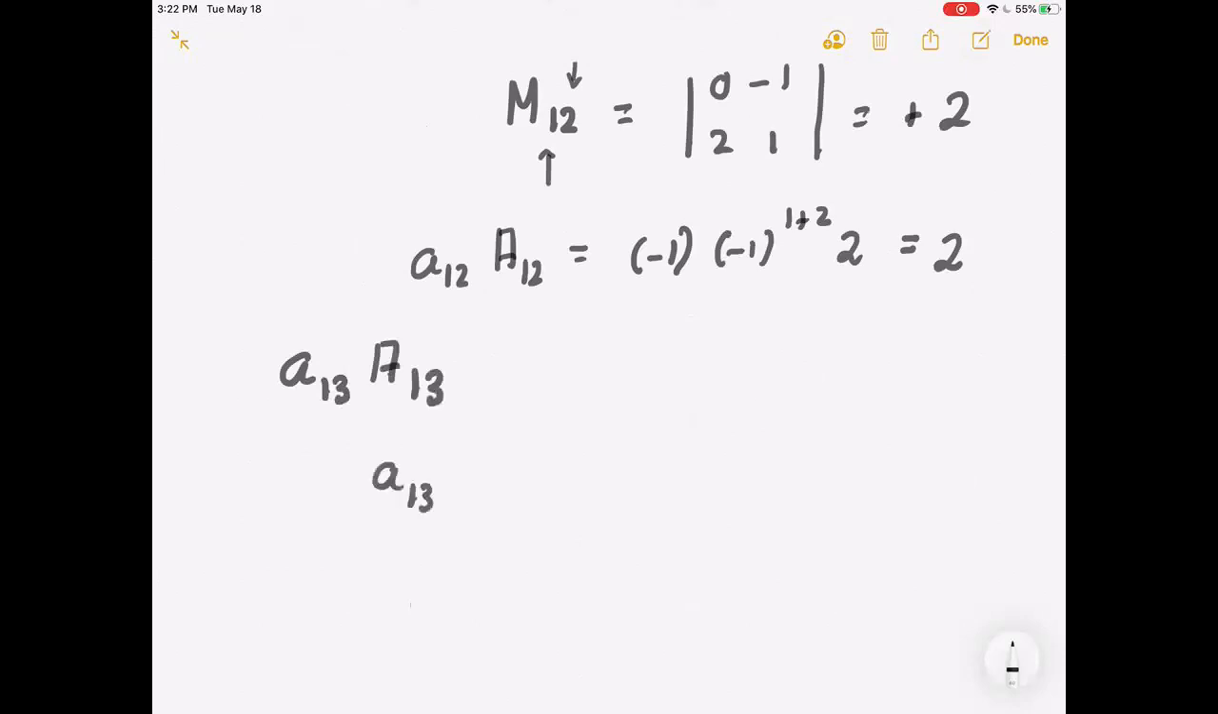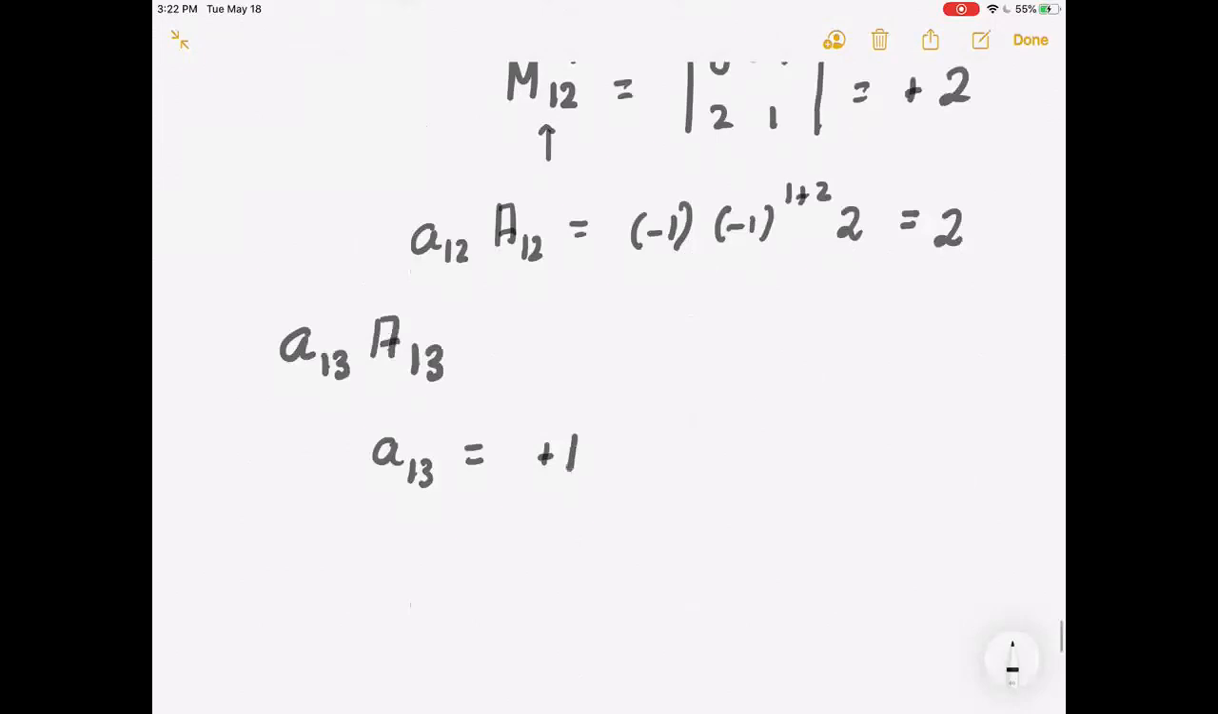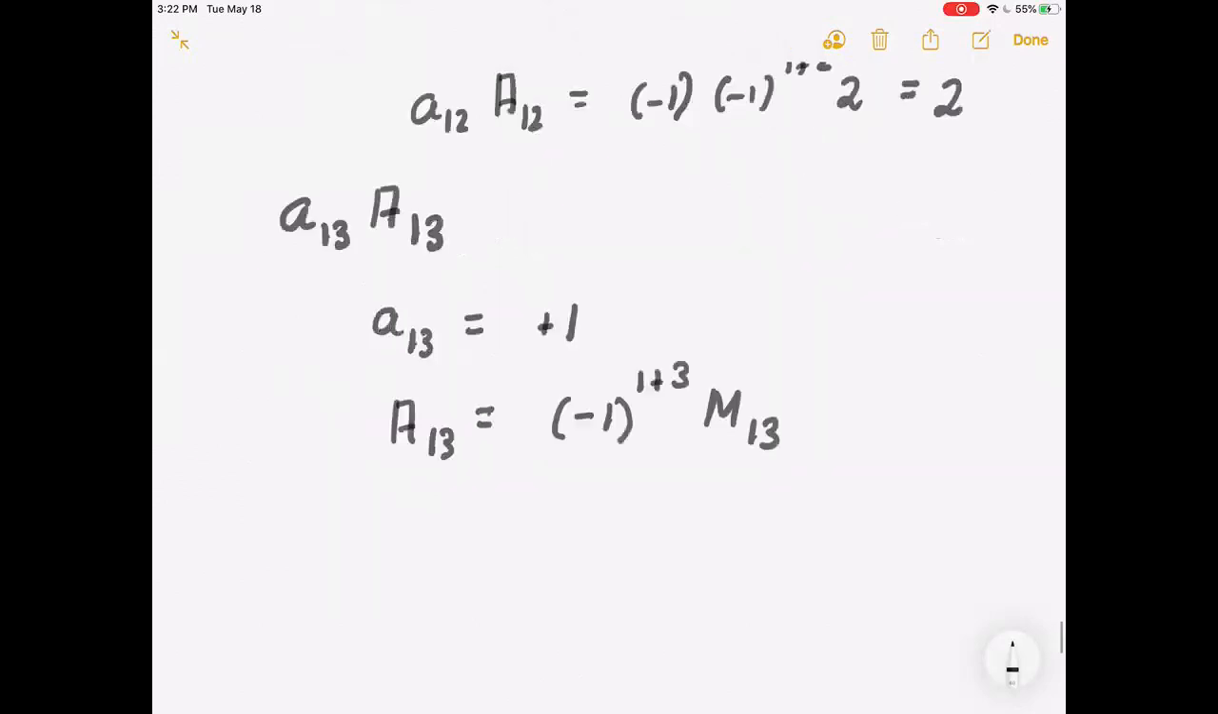I have to figure out what the matrix element a sub 1, 3 is. It's just plus 1. I now have to evaluate the cofactor a sub 1, 3. It, by definition, is minus 1 raised to the 1 plus 3 power times the minor m sub 1, 3.